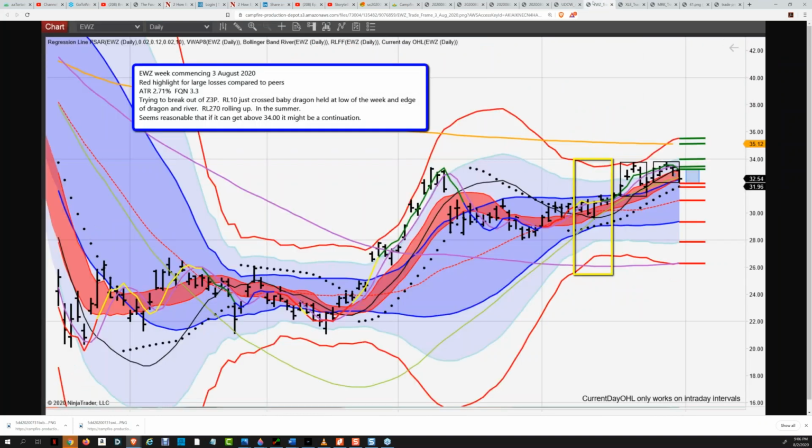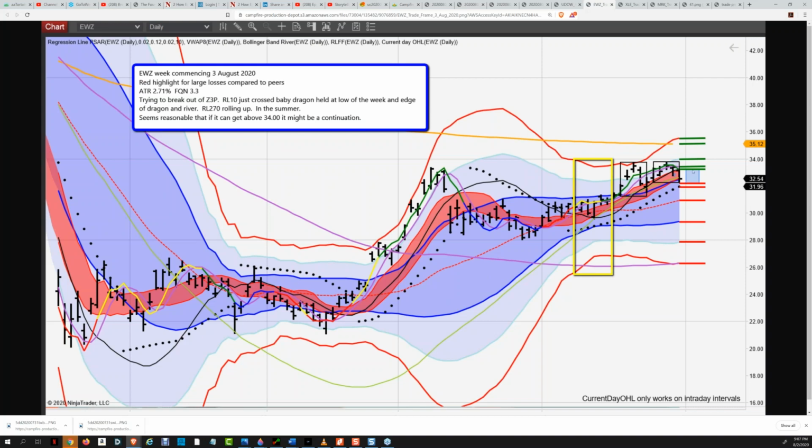She's got Brazil next. The highlights in red, she said, has large losses compared to peers. Yeah, and when Brazil collapses, it collapses in a big way. So this failure here is a failure of the PSAR and a failure of the dragon. And then the target is down here about 31 at the Bollinger Band mean, then 29 at the Z1. So those are all reasonable places to aim for and to add positions on the downside.